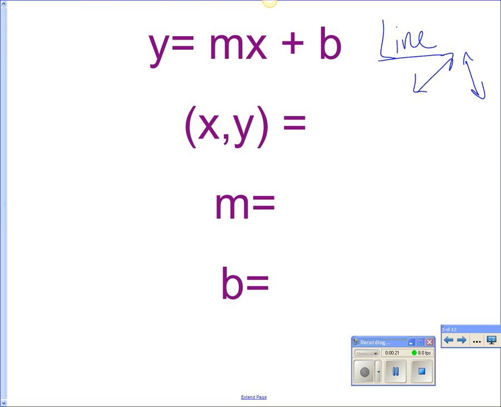So we have the slope formula, we got the midpoint formula, we got the distance formula, and now we have the line formula. Okay? All right. X and y are a point. So write that down, please. X comma y is a point. So we've been doing that in this class. X comma y is a point.